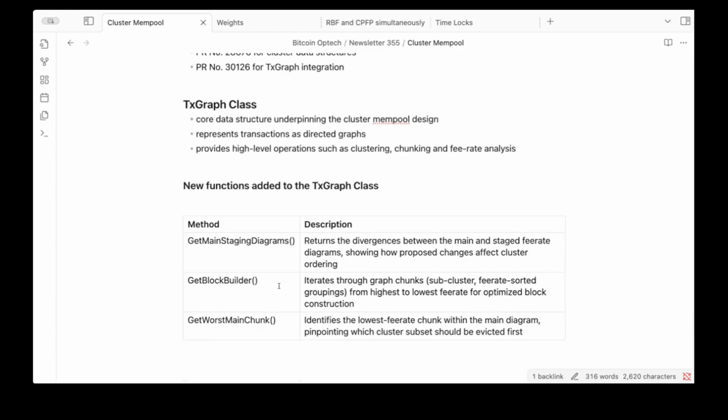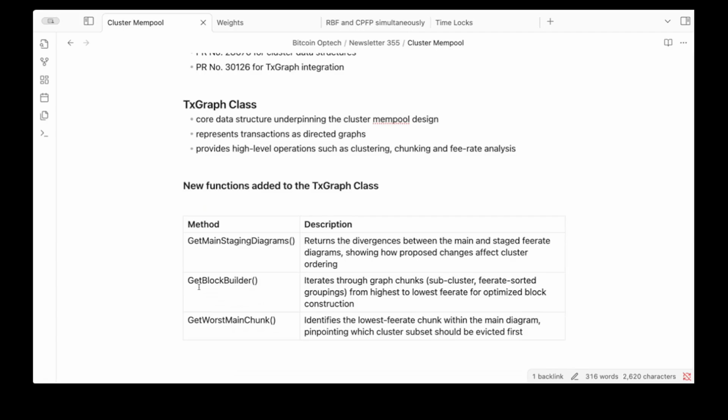The second function that they have added is get block builder. What it does is that it iterates through your graph's chunks from highest to lowest fee rate for optimized block construction. So it can iterate through your graph and then sort it for optimized block construction.